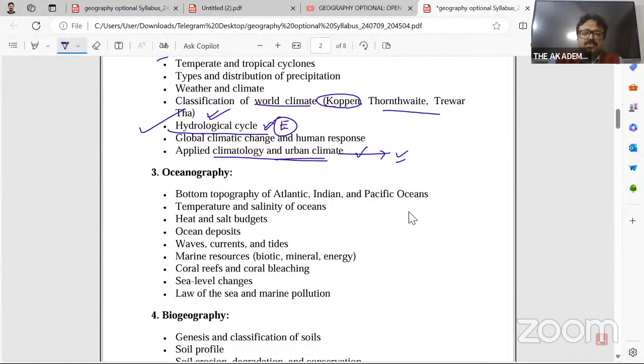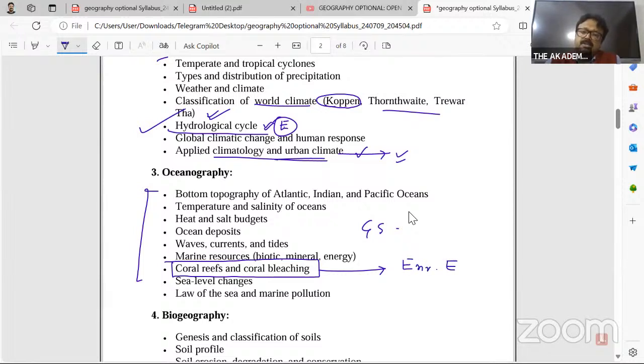Fine. Then come to the oceanography part. All the parts are going to be part of your GS geography. Okay, and then try to see this coral and coral bleaching. If you see this coral and coral bleaching, it is also part of your environment and ecology.